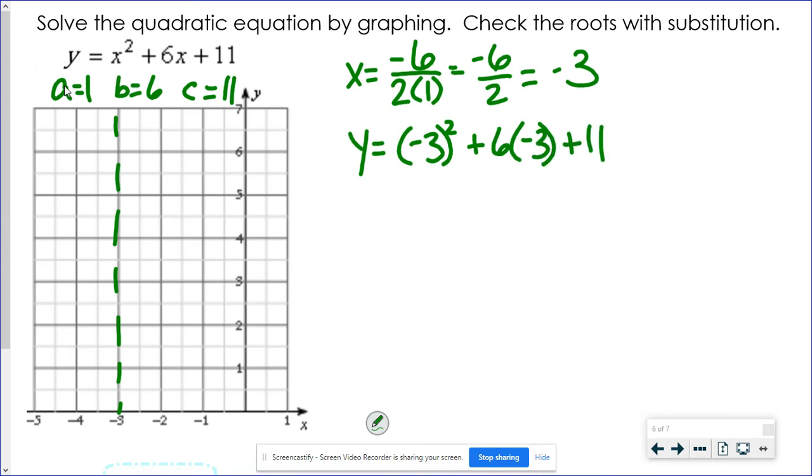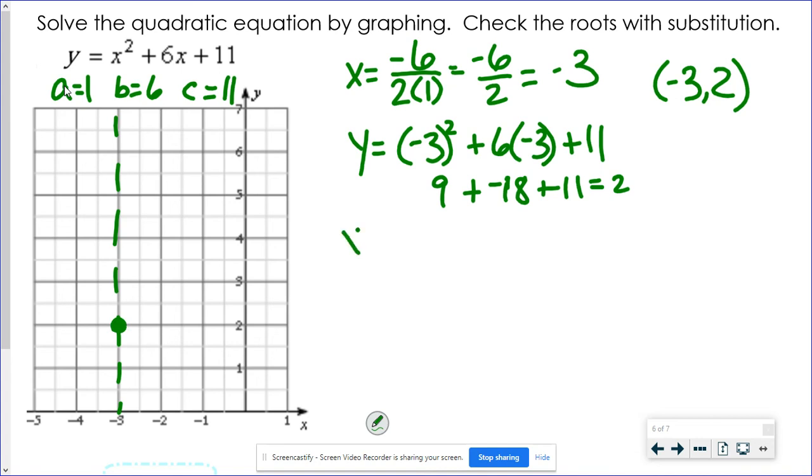So negative 3 squared, that's really 9. And 6 times the negative 3 is a negative 18. When I add those two together, that gives me a negative 9. Negative 9 plus 11 would be 2. So negative 3, 2 is my vertex. Negative 3, 2, right there.